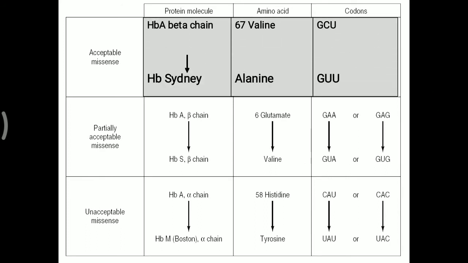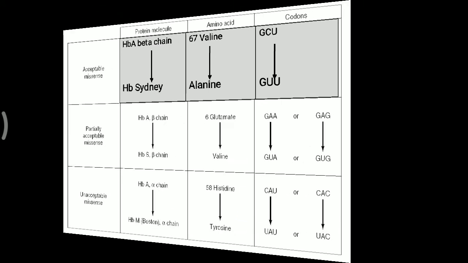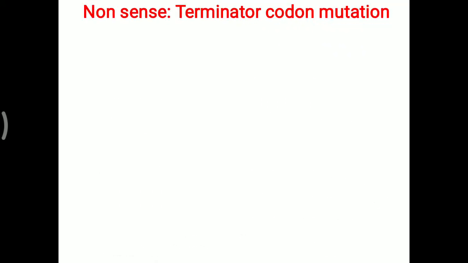In beta chain of adult hemoglobin HbA, if valine is replaced by alanine, then it leads to hemoglobin Sydney, also acceptable. So you have to remember that hemoglobin Hikari and Sydney are both acceptable because they do not create any particular effect. But if it gives some advantage, then it is partially acceptable. But if life is not possible, then it is the unacceptable type of missense effect of the mutation.